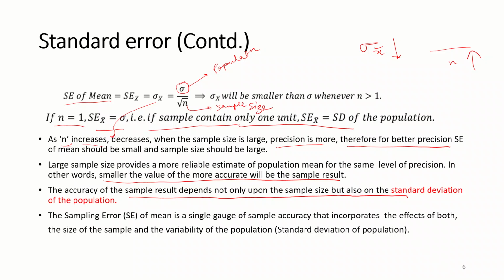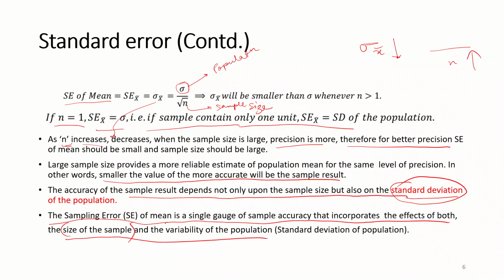Anyway, moving on. It also depends on the standard deviation of the population. So basically, standard deviation also plays a role in determining the standard error of the sample. So the standard error is a single gauge of sample accuracy that incorporates the effects of both the size of the sample and the variability of the population. So these two things are incorporated in the standard error. Both come together and tell us what the standard error is. Any doubts?